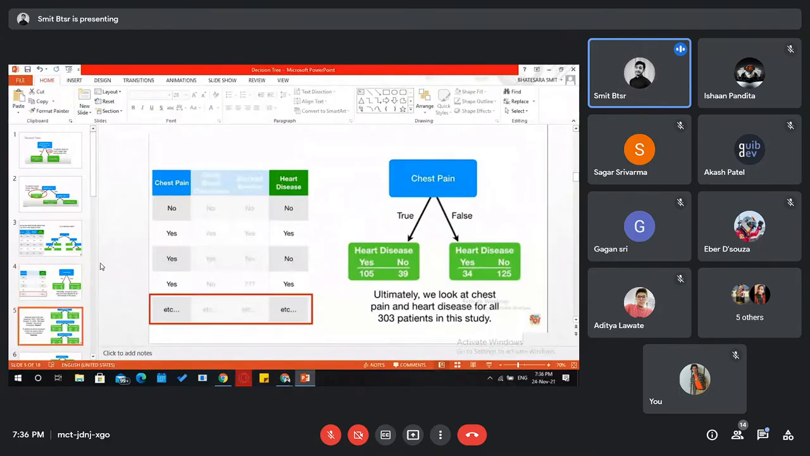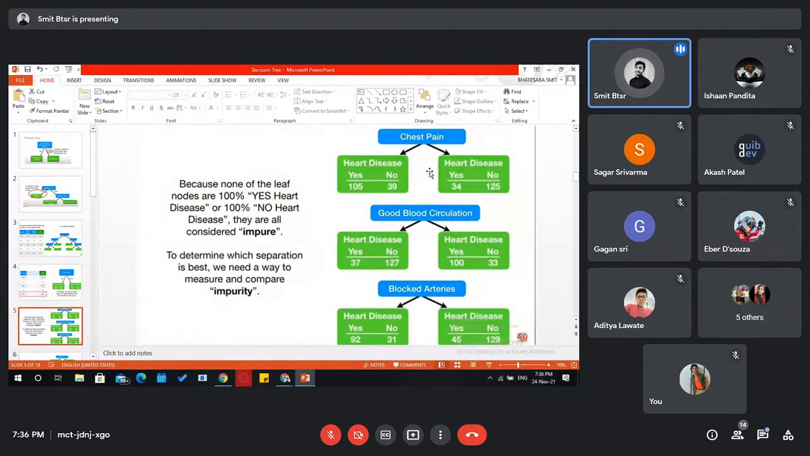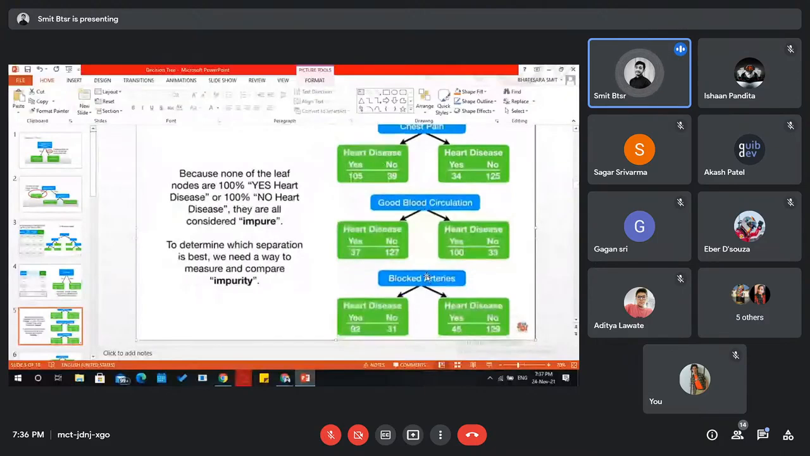After calculating, what we got is these numbers. I hope you are now clear on what these numbers are representing, so I don't need to repeat that again. This is for chest pain, the relationship between chest pain and heart disease. This is for blood circulation and heart disease, and this is for blocked arteries and heart disease. So these are the total numbers.